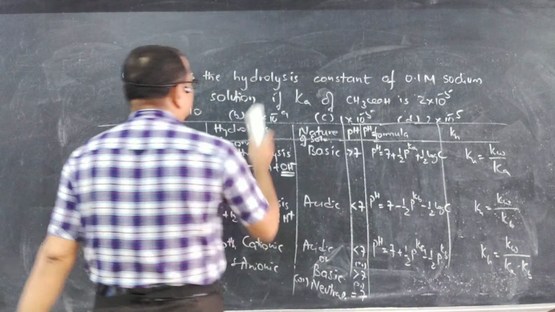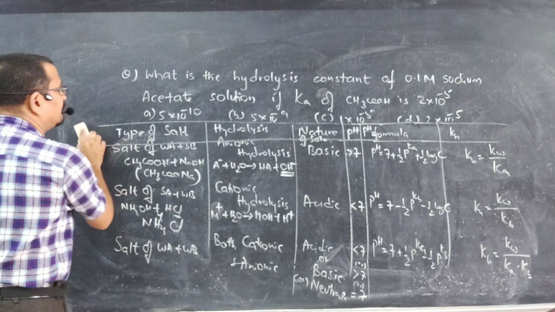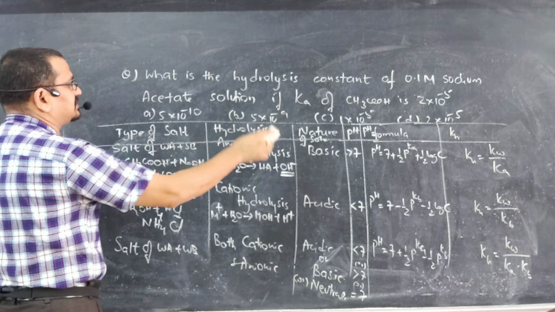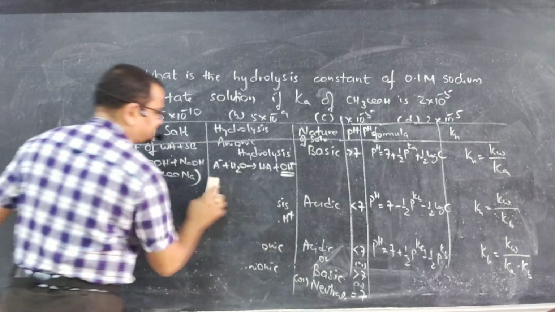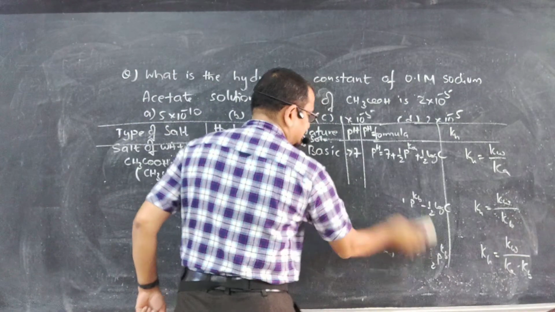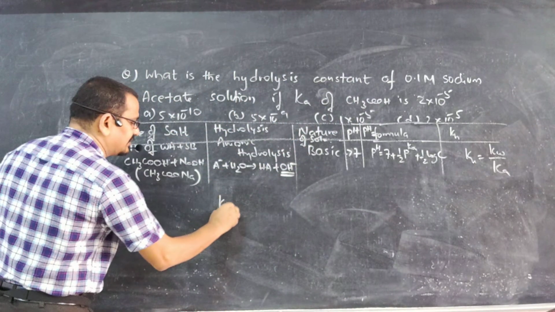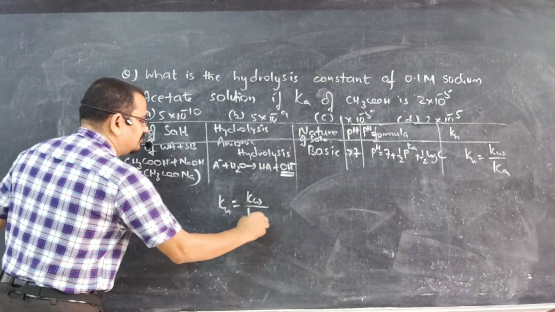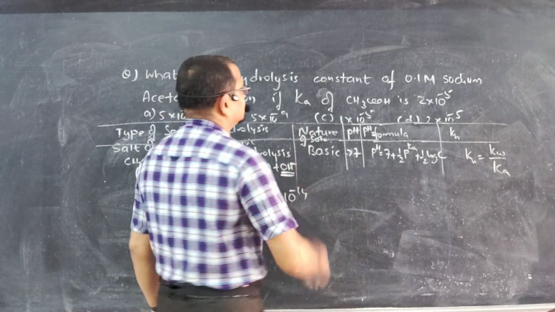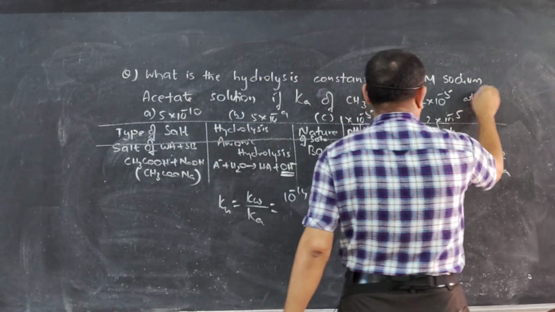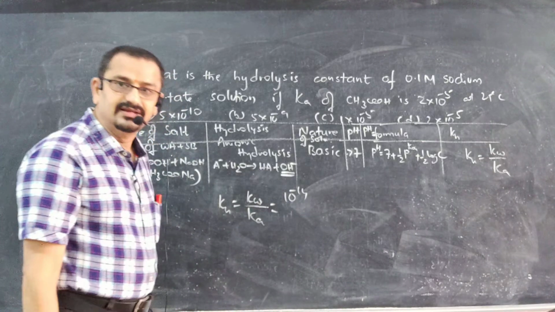Now, let us solve this particular numerical from salt hydrolysis. See, we are given the hydrolysis constant of 0.1 molar sodium citrate. Sodium citrate is a salt of weak acid, strong base. Then, the hydrolysis constant is asked for calculation. So, what's the formula for hydrolysis constant? We have Kh equals Kw by Ka. So, Kw is 10 power minus 14 at 25 degrees Celsius. Usually they specify 25 degrees. At 25 degrees Celsius, Kw value is 10 power minus 14 mole square per liter square.